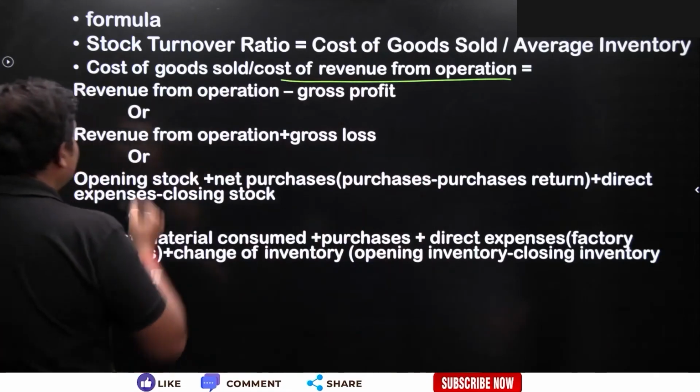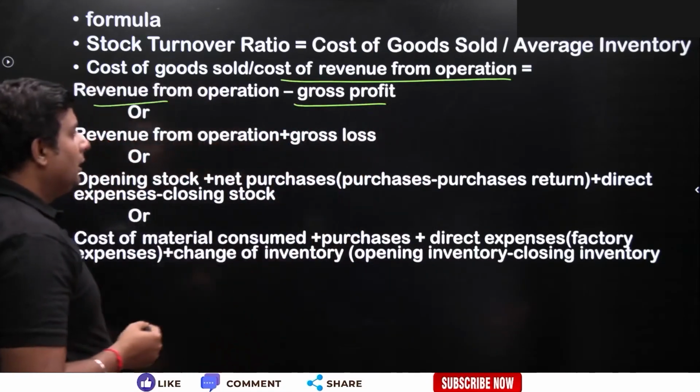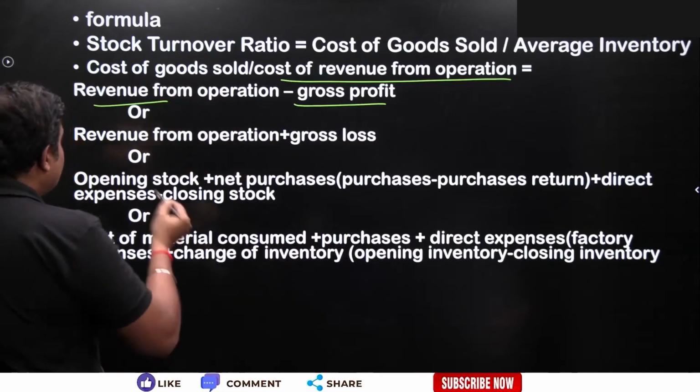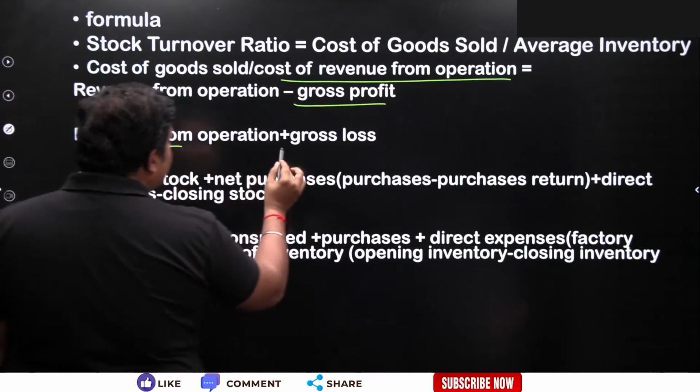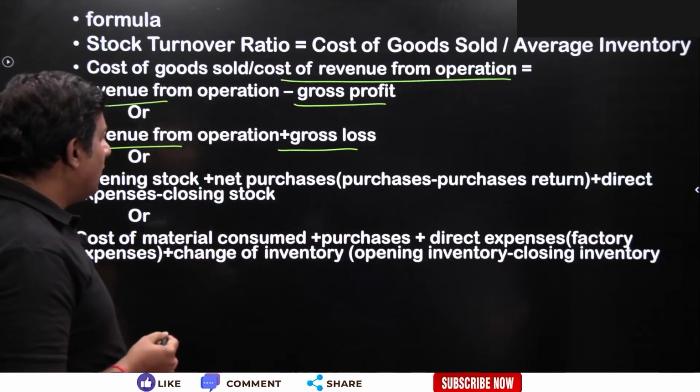How to calculate this? So revenue from operation में आप ग्रॉस प्रॉफिट को माइनस कर देंगे तो आपका कॉस्ट ऑफ रेवेन्यू फ्रॉम ऑपरेशन आ जाएगा, या रेवेन्यू फ्रॉम ऑपरेशन में if there is any gross loss इसको ऐड बैक कर लेंगे तभी आपका कॉस्ट ऑफ रेवेन्यू फ्रॉम ऑपरेशन आ जाएगा.